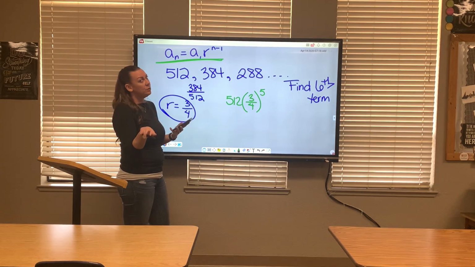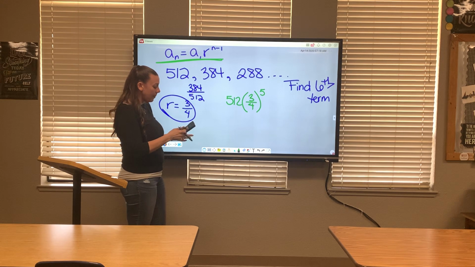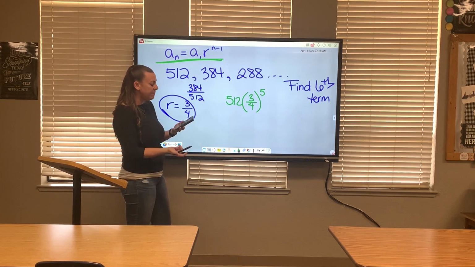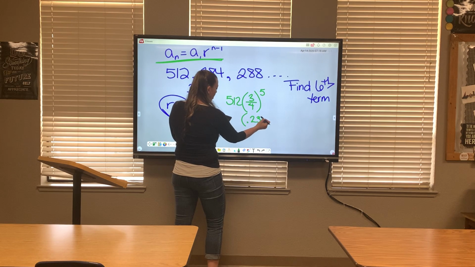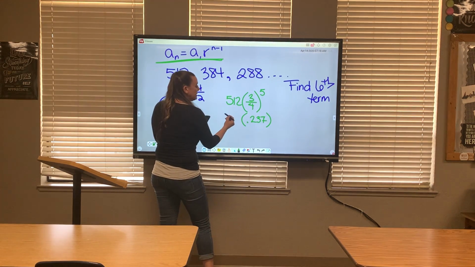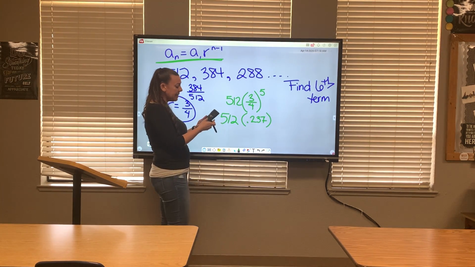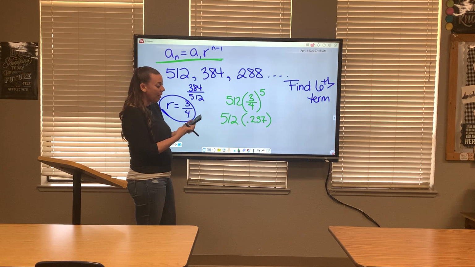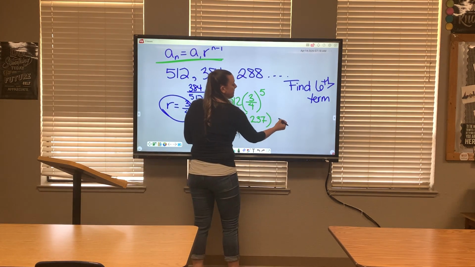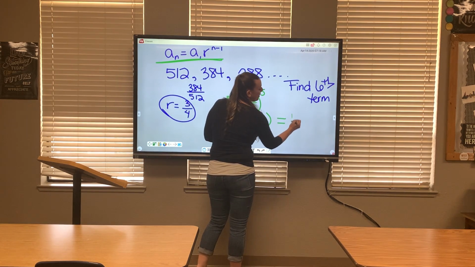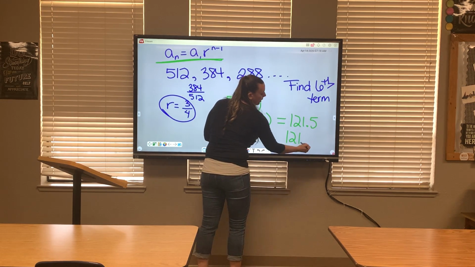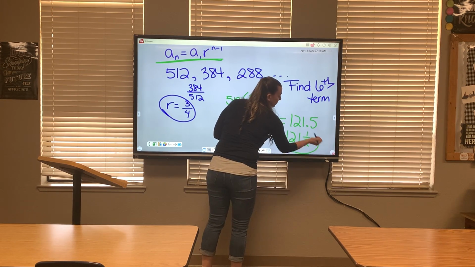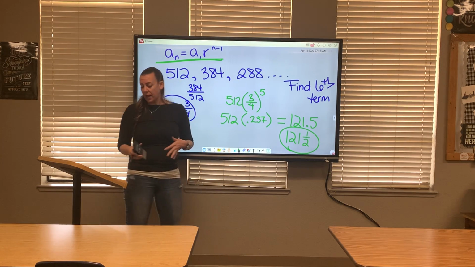So I'm going to go ahead and use the decimal version just because I'm working on my calculator. So 0.75 to the 5th power is going to give me this crazy long number, and that's okay. I'm going to go ahead and stop there. Take that and multiply it by 512. And my 6th term is going to be 121.5, or I could say 121 and 1/2. Okay? Either of those is correct.